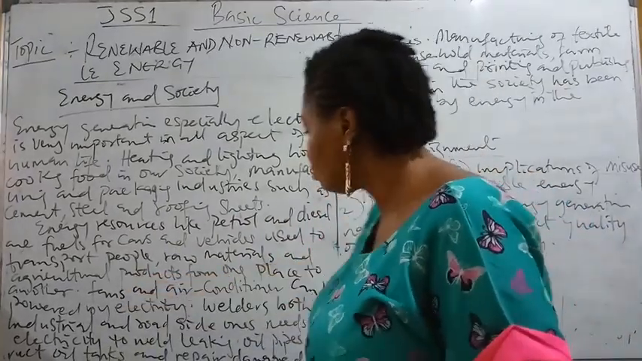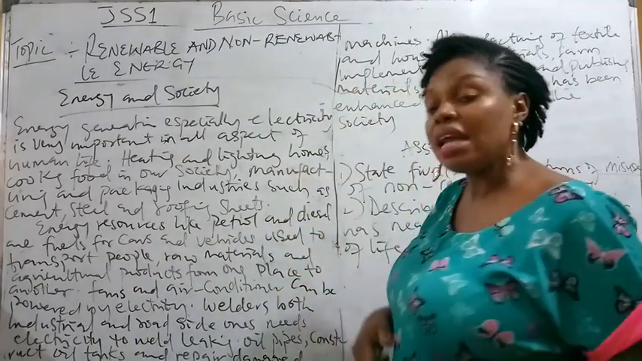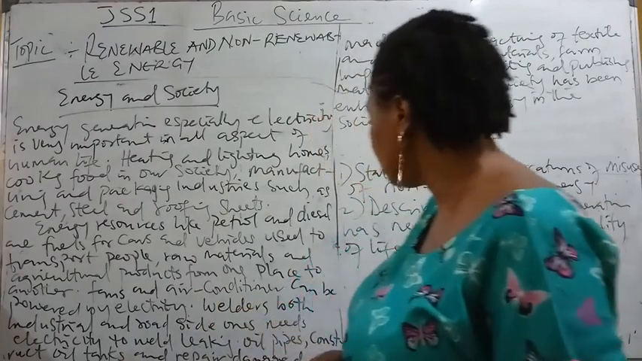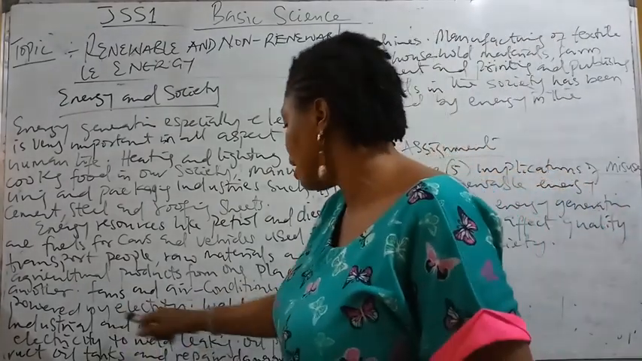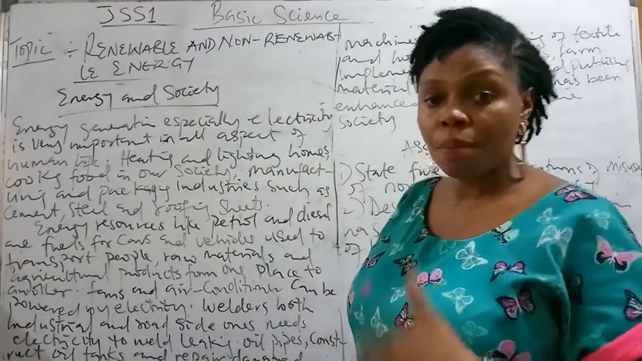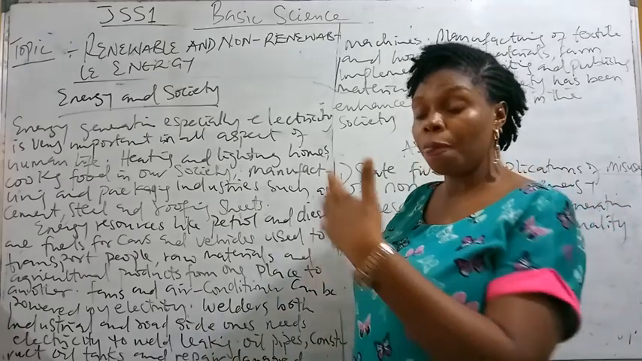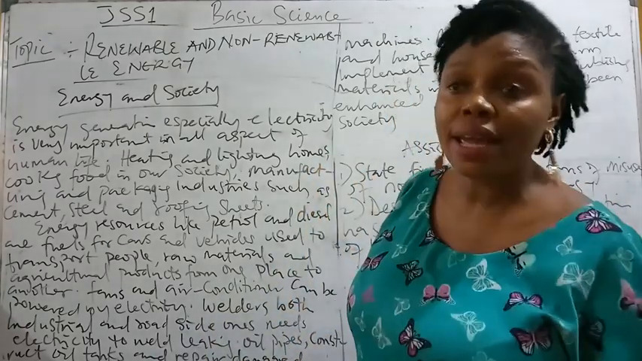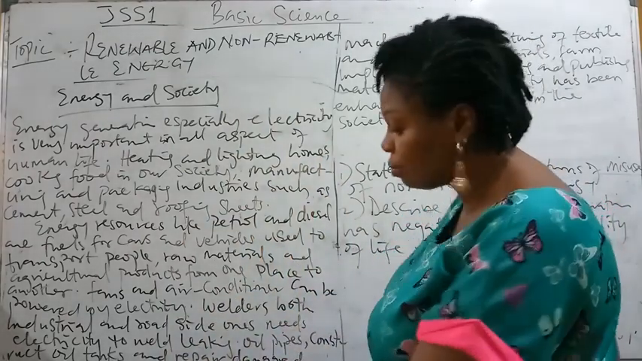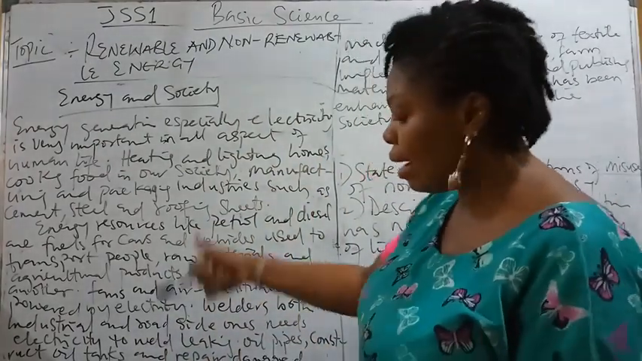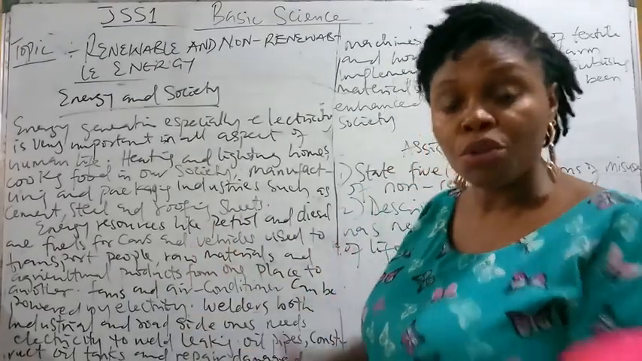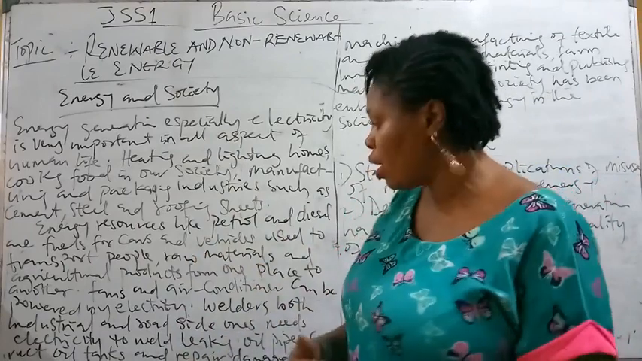The ceiling fan and the table fan that we use in our various homes, and the air conditioner, are powered by electricity. Without electricity, you cannot power your fan and your air conditioner, whether it is electricity generated by fuel or the one generated by solar energy. They are all energy, coming from renewable and non-renewable sources.